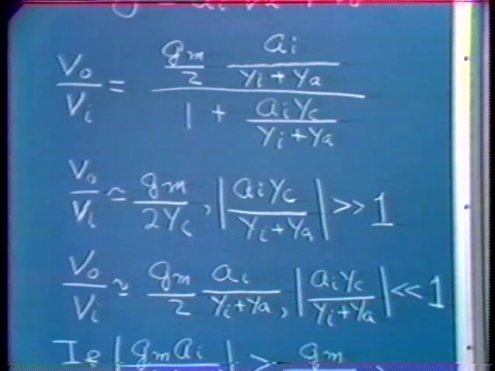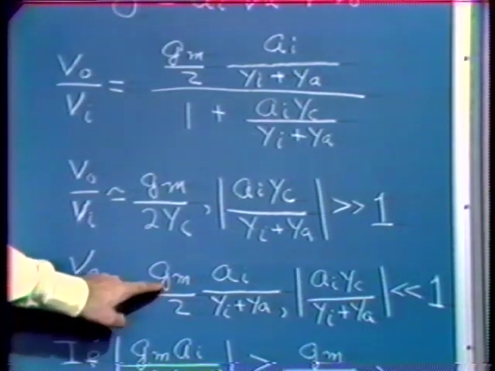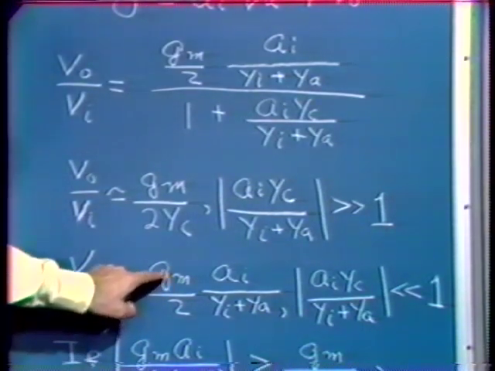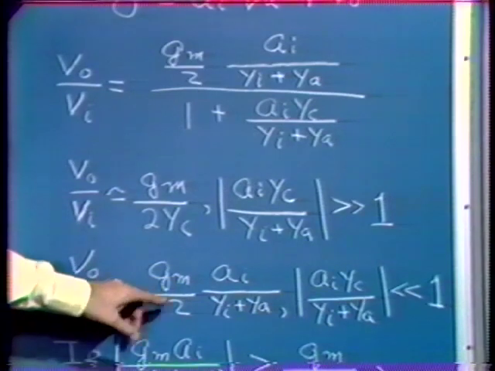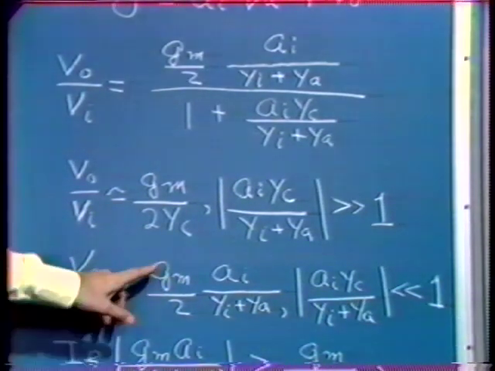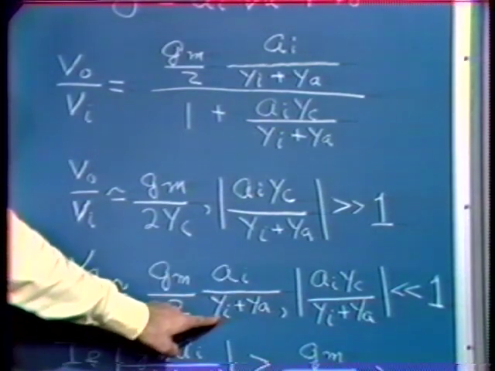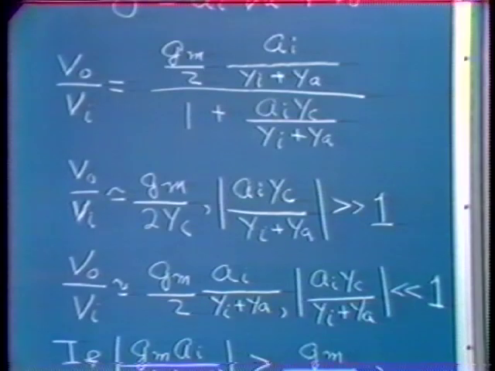or the magnitude of the transmission around the minor loop is small compared to 1, we find that the input to output transfer function for the amplifier, its open loop transfer function, is simply that which would result with the minor loop disabled. That's the effect of having the transmission around the minor loop small. And in that case, we get GM over 2 times AI over YI plus YA.